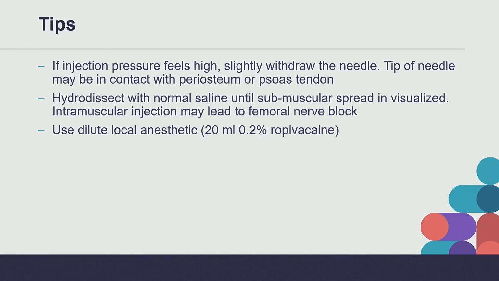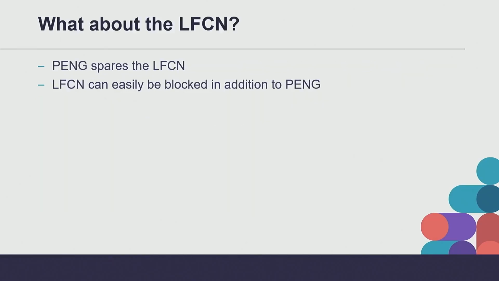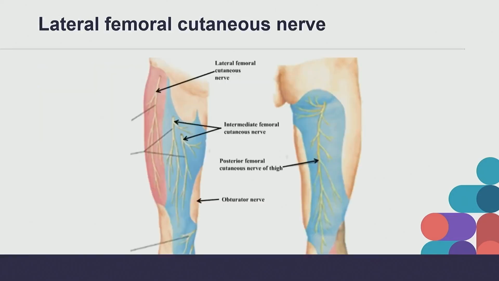So unlike the fascial block, the PENG block does not cover that lateral femorocutaneous nerve and spares the LFCN. So we can very easily supplement it with a lateral femorocutaneous nerve block. And just to give you an idea, that red indicates the dermatomal distribution of the lateral femorocutaneous nerve. It's great coverage for things like posterior lateral incisions of the hip.